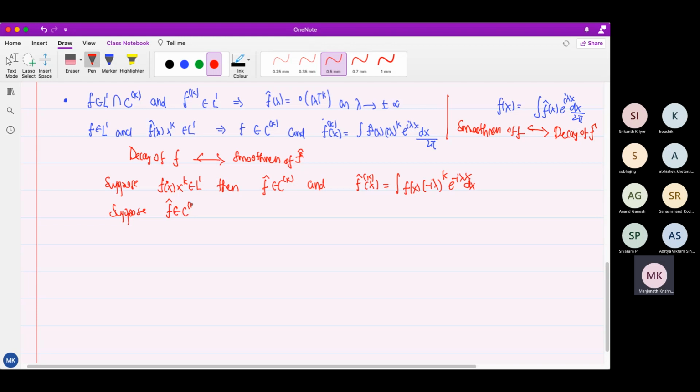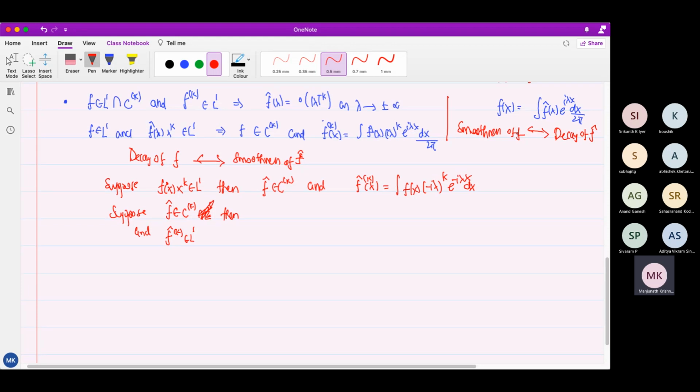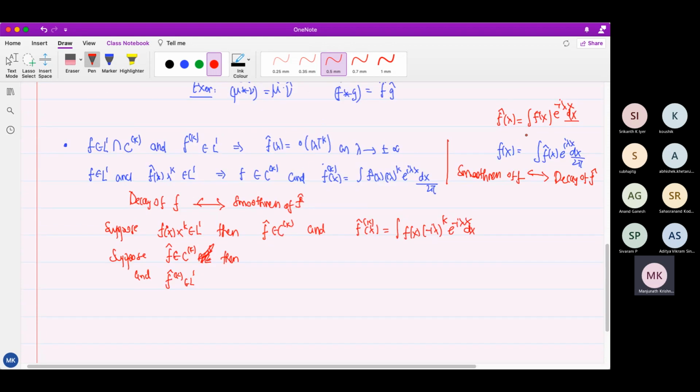f hat is in C^k intersection L1, let us say. Okay, if not that, if I want f hat k is in L1, then exactly like here, except that the assumptions are on f hat, because the relationship between f and f hat both ways is roughly the same, provided you assume the integrability and so on.